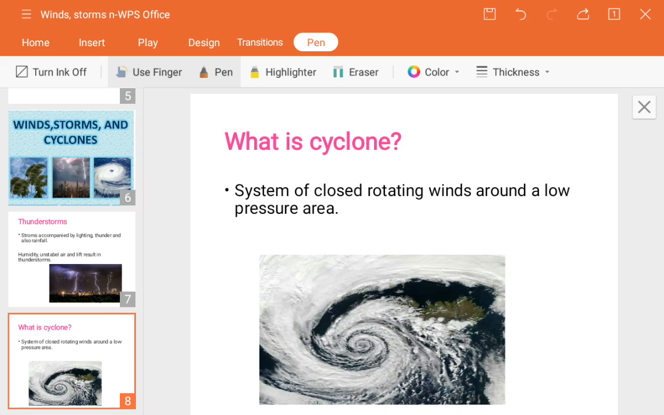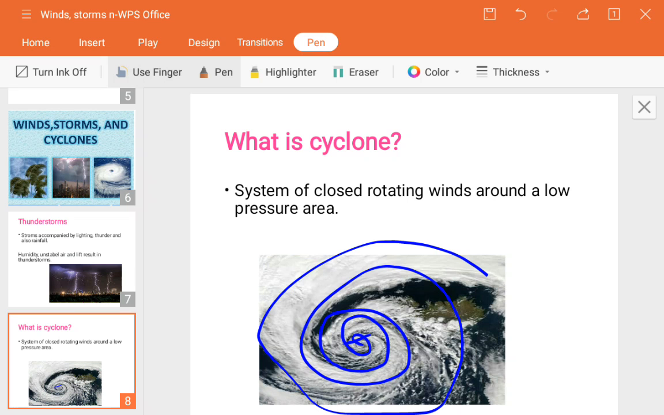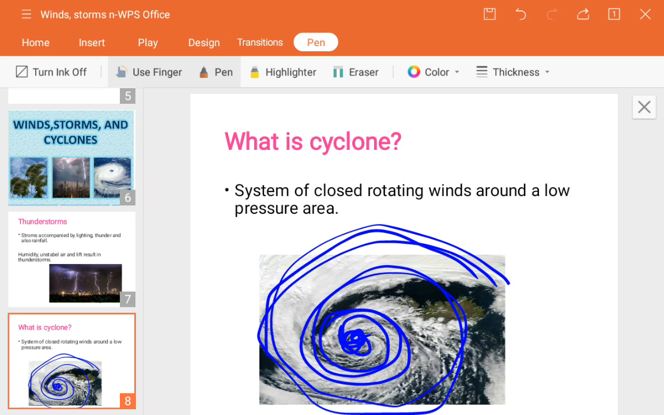If you consider the middle one, as you go outward, the outermost part has high speed winds revolving around the low pressure. So low pressure is at the center, and the remaining part has very high speed wind. Likewise, the cyclone will form.